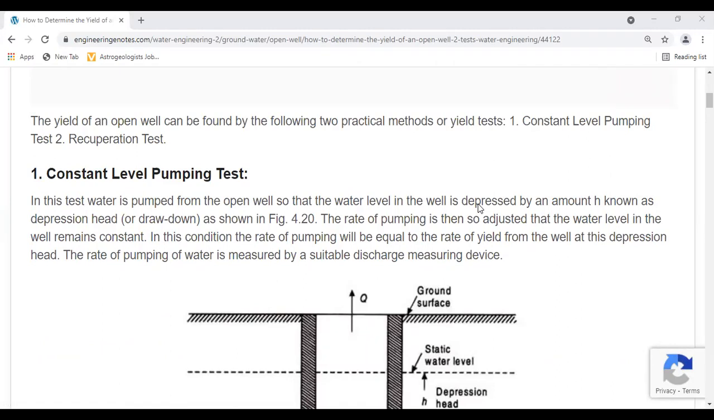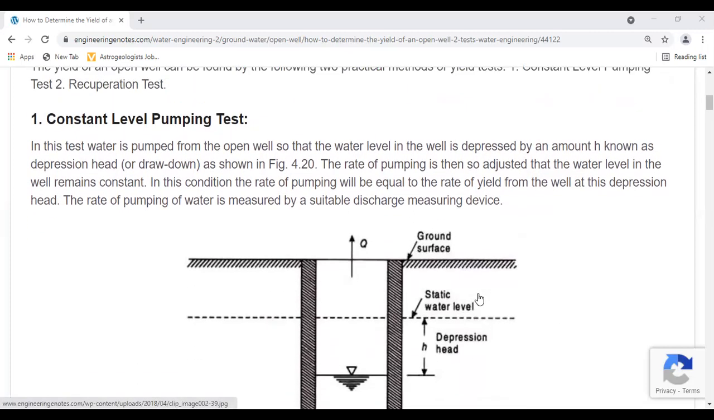So guys, the yield means the capacity of the water from the bore well. The yield of an open well can be found by the following two practical methods or yield tests. One is the constant level pumping test. Number two, recuperation test.